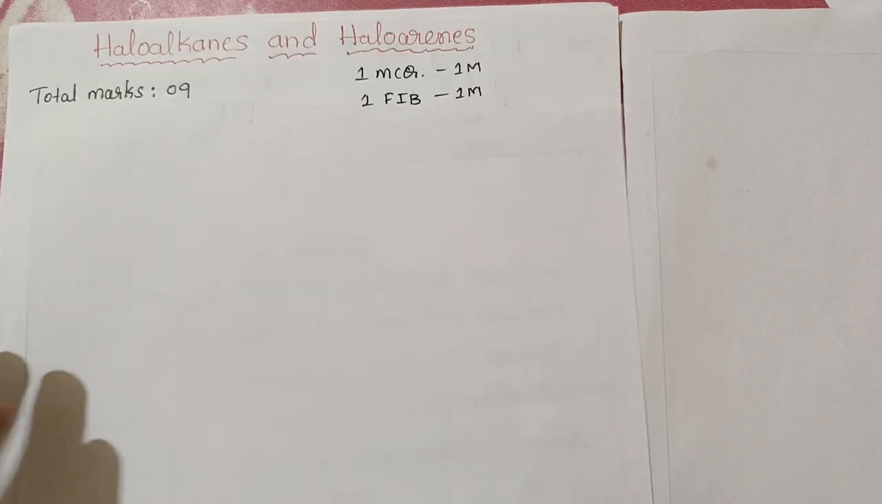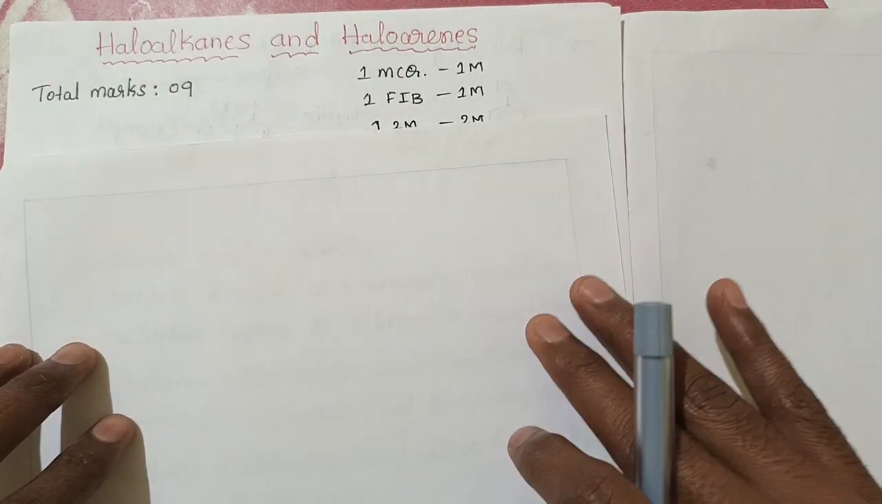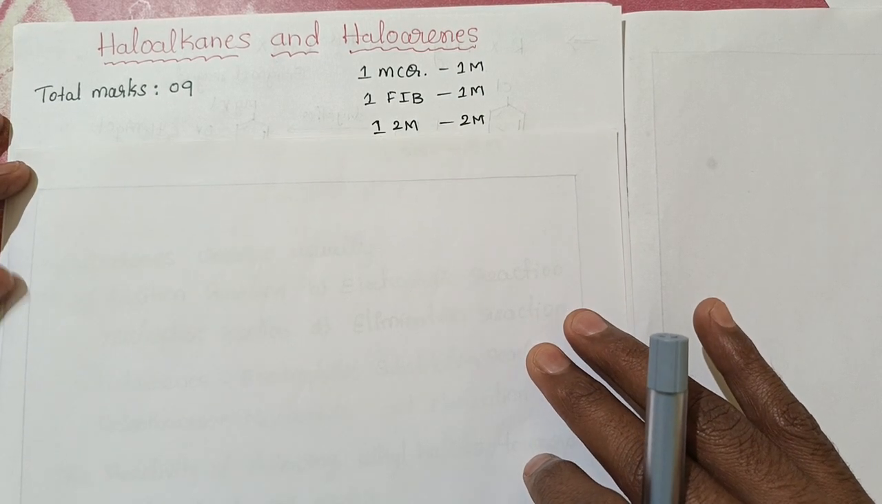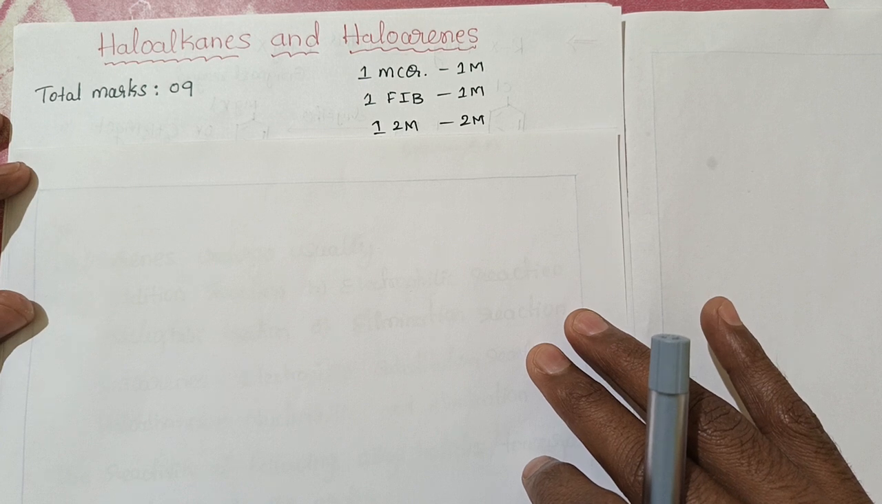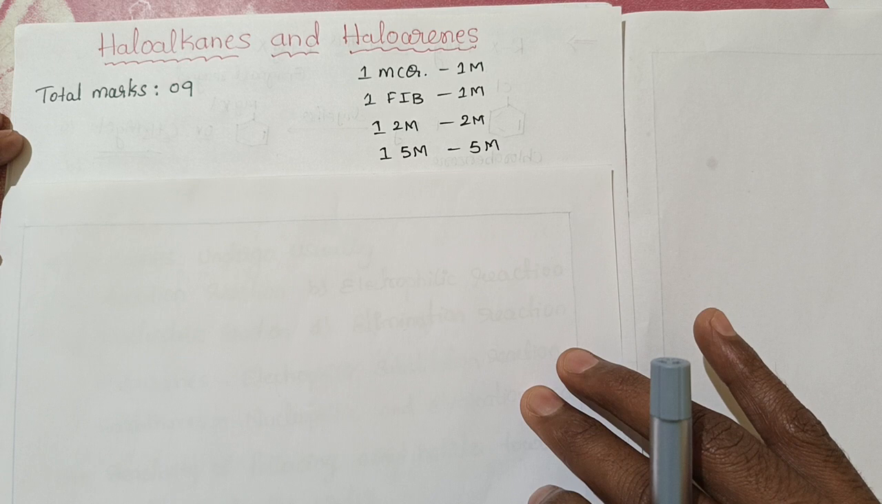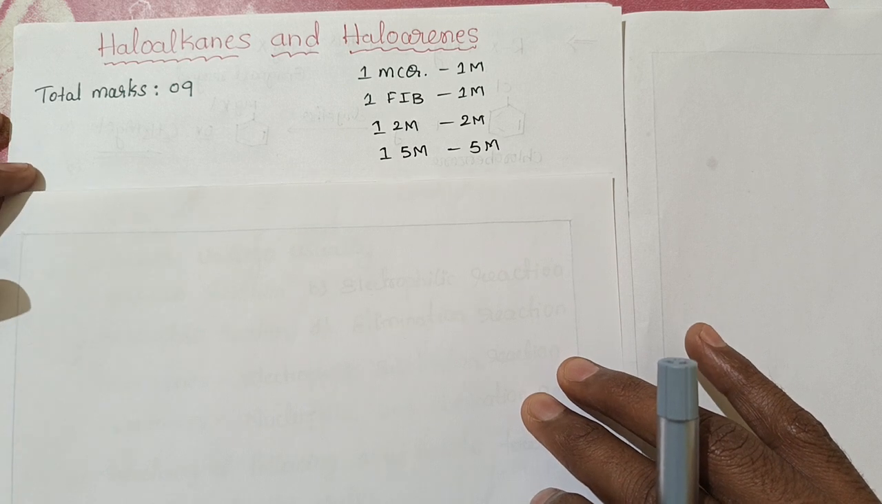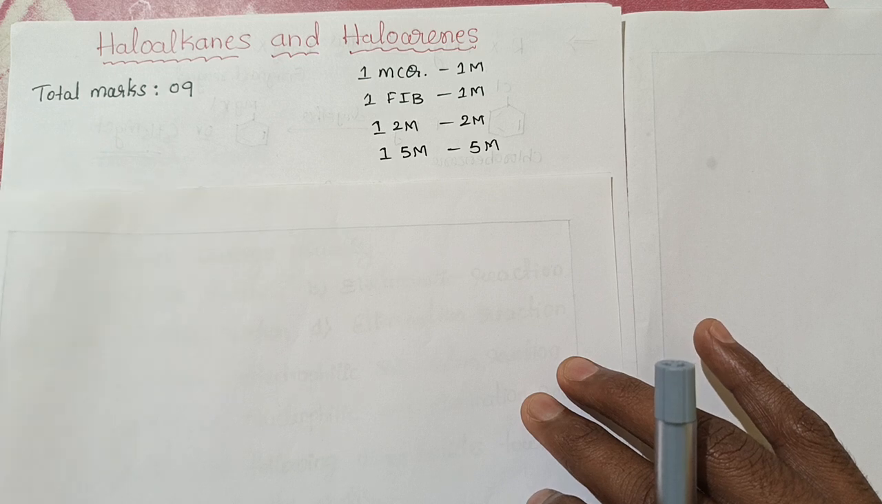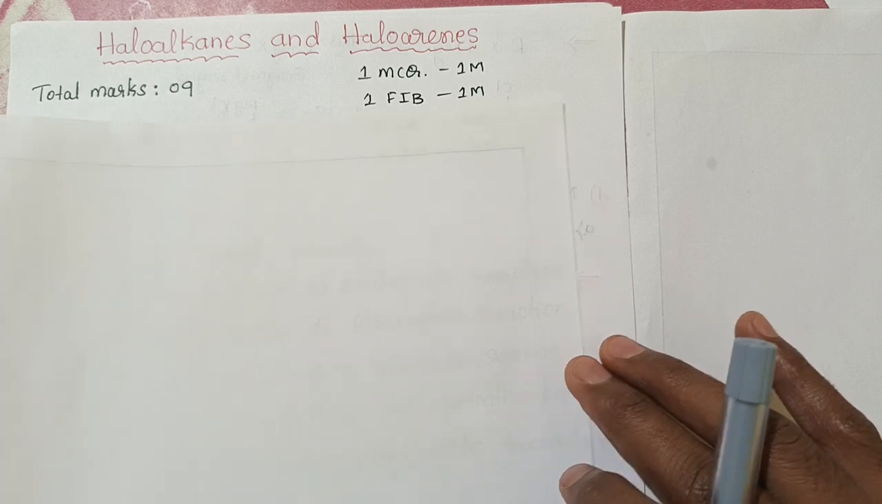So today I am going to explain one of the most important organic chapters, the first chapter, that is haloalkanes and haloarenes. This chapter carries a total of 9 marks. These 9 marks are distributed like this: one MCQ for 1 mark, one fill in the blanks for 1 mark, one 2 mark question, and one 5 mark question. So you are going to get 9 marks in your annual exam question paper.